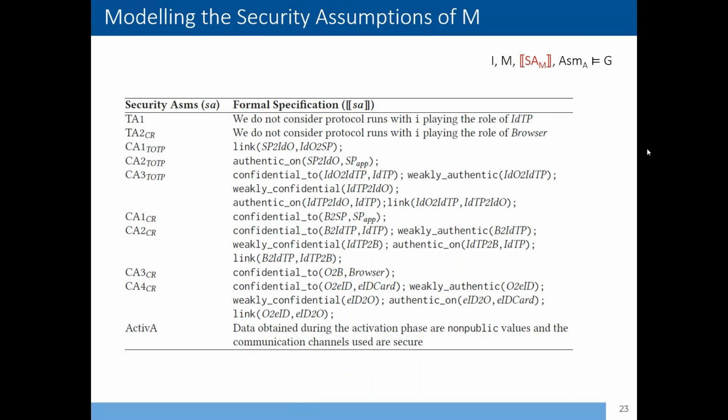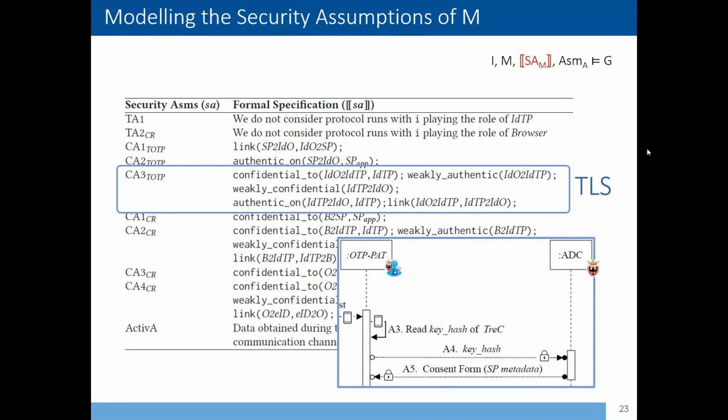This instead is how we formalize the security assumptions. As you can see, most of them are channel properties. For example, by considering again the TLS assumptions, we model it with 5 channel properties.